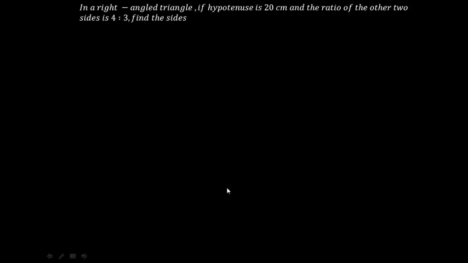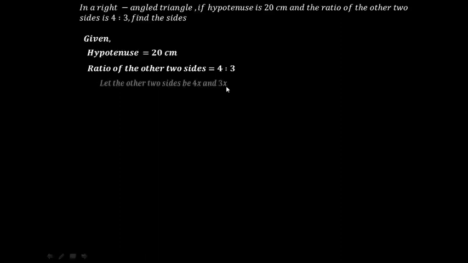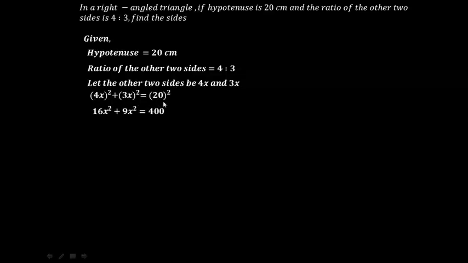Similarly, my next question. In a right angle triangle, if the hypotenuse is 20 centimeter and the ratio of the other two sides is 4:3, find the sides. Given: hypotenuse 20 centimeter, ratio of the other two sides is 4:3. Let the other two sides be 4x and 3x. 4x square plus 3x square is equal to 20 square. This comes from Pythagoras theorem.